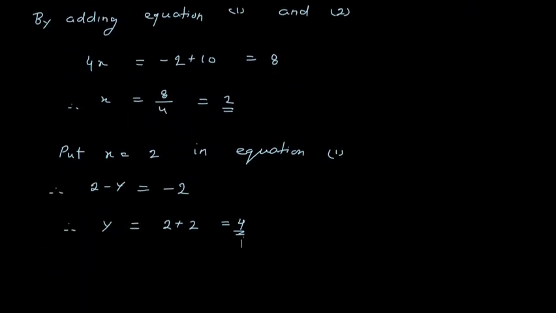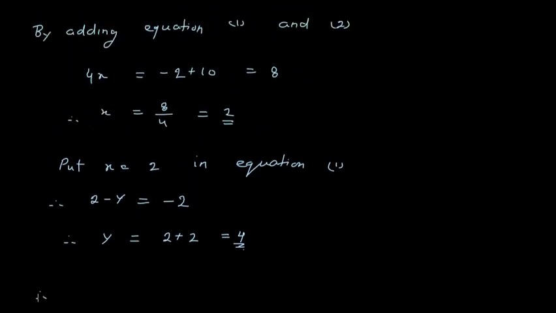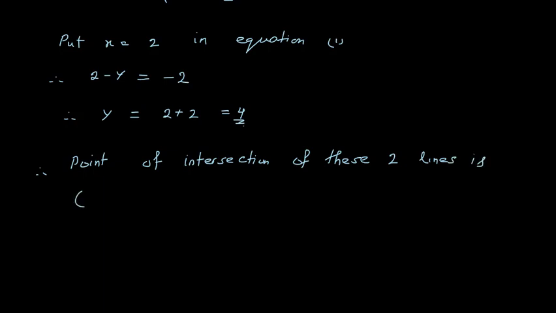X is equal to 2 and y is equal to 4. Therefore the point of intersection of these two lines is, now point of intersection x is 2 and y is 4. So this is 2 comma 4. Okay. So 2 comma 4 is the point of intersection of these two lines.